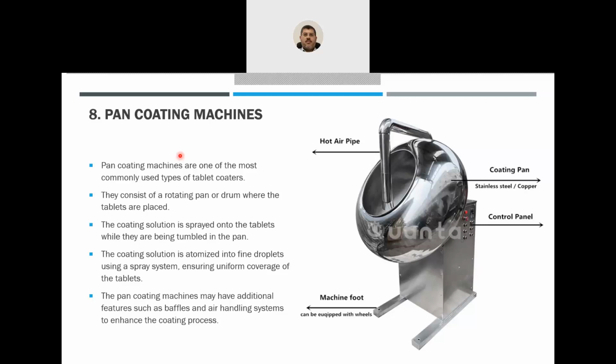Coating is simply done in pans. There is a pan that you will throw the tablets inside. You'll put the tablets inside the pan. And this tube is a hot air pipe. This pipe is just for drying. And this pan will keep rotating. We call it coating pan. This one will keep rotating.